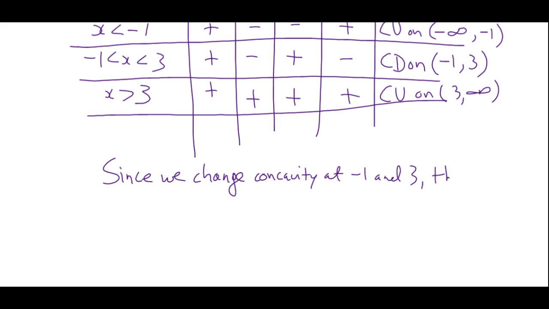Will the factors generally always be points of inflection? Could be. In general, most of the time. It's like most of the time critical numbers are max or min. Not always, but a good chunk. Since we're changing concavity at -1 and 3, these are points of inflection.